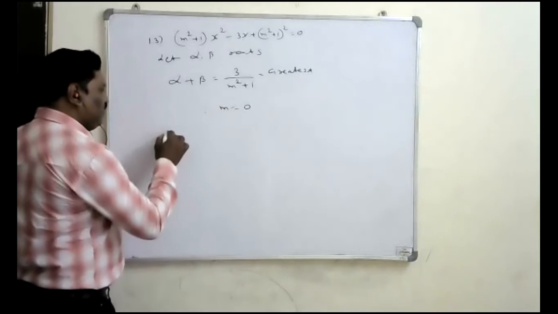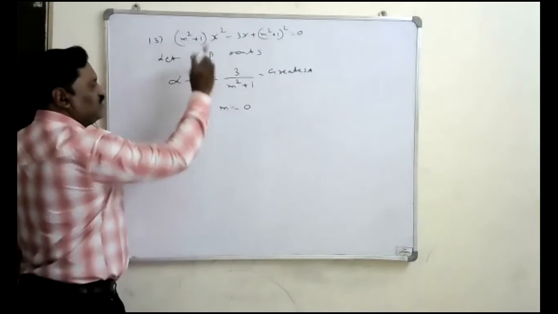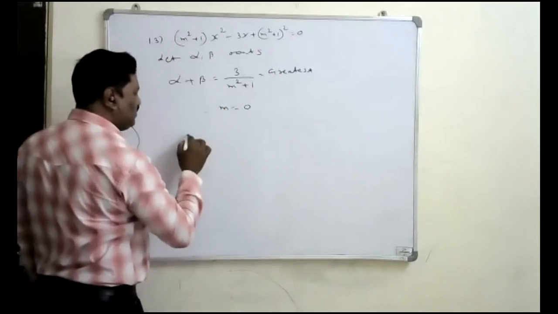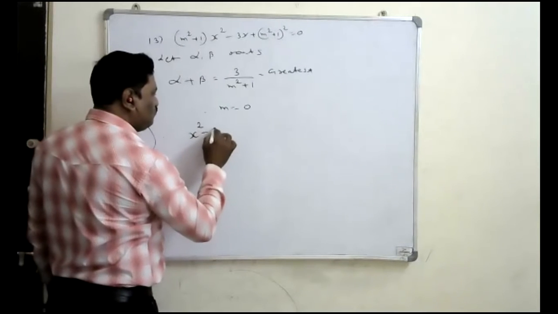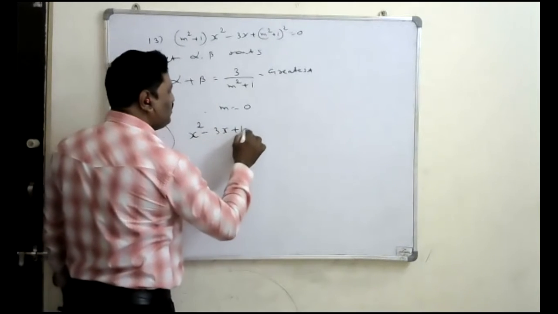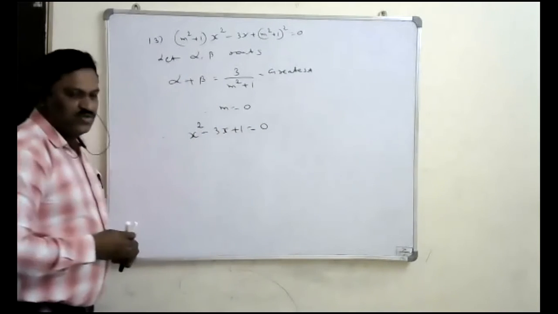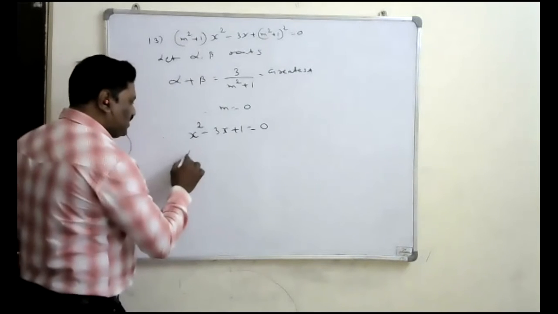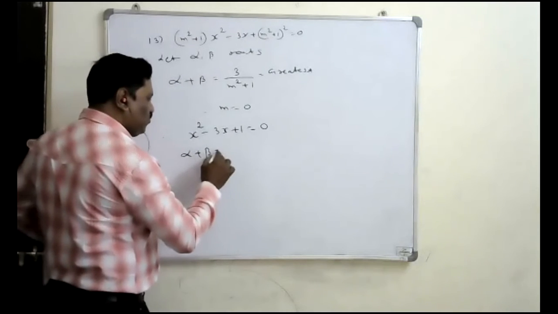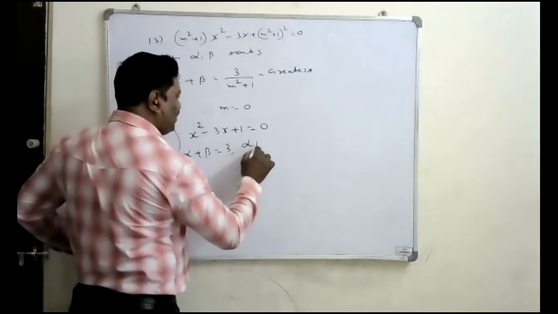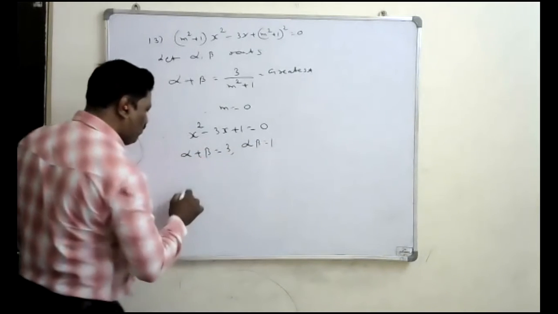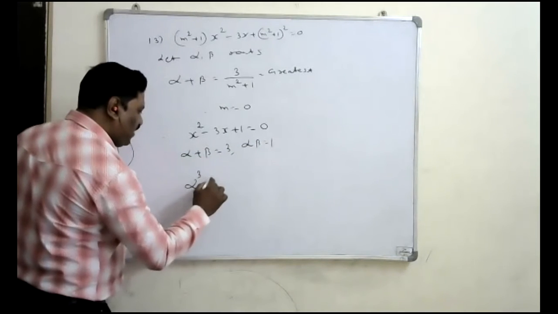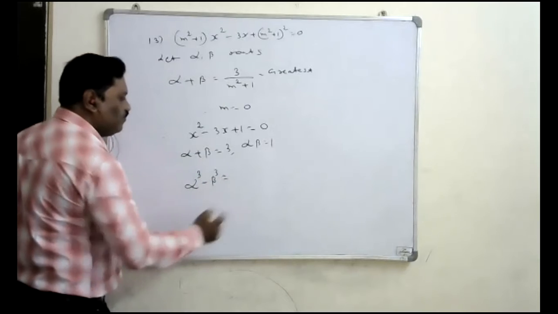So therefore, if m is 0, substitute that here. If m is equal to 0, it is x square minus 3x plus 1 is equal to 0. This is the given quadratic equation. Now we'll find the sum of the roots. Alpha plus beta is equal to 3. Alpha into beta is equal to 1. Now I have to find the absolute difference of their cubes.